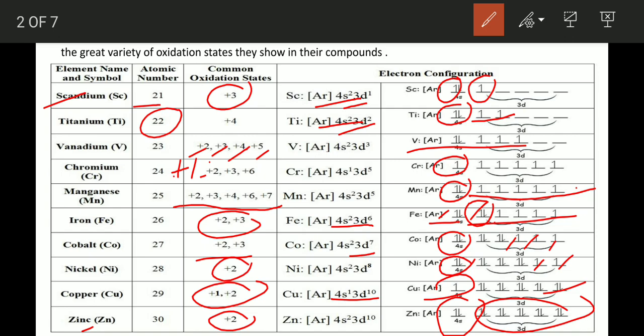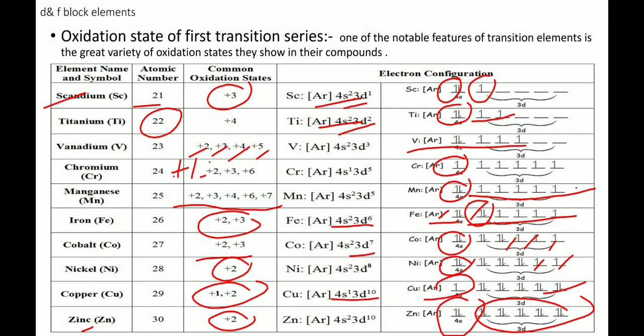So we are observing here that these elements show variability in their oxidation state. Variable oxidation state. The reason behind that: during the electronic configuration, the differential electron enters the penultimate shell, and because of that the outermost two shells are incomplete. So when these two shells take part in the bond formation, it shows variability in their oxidation state.